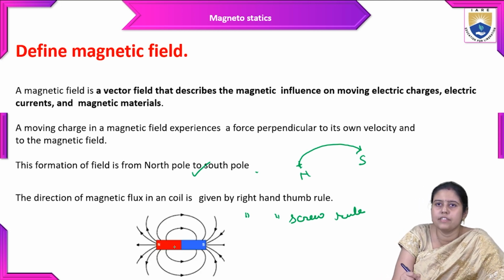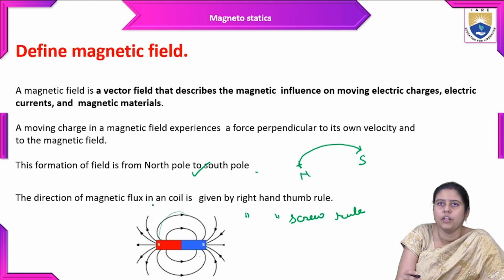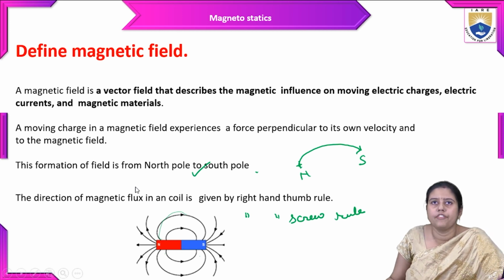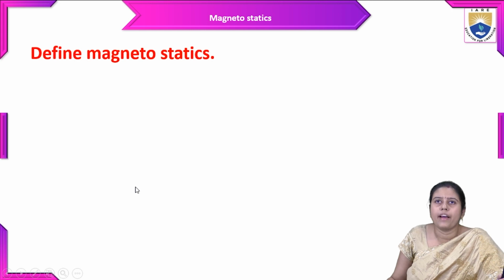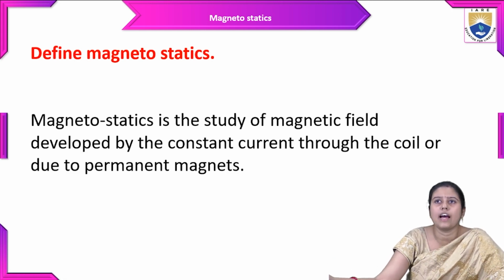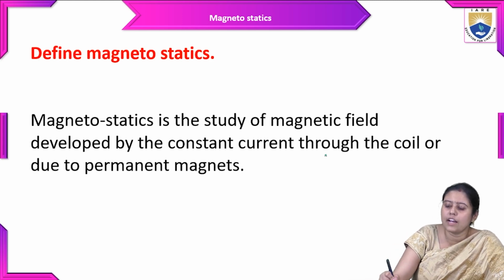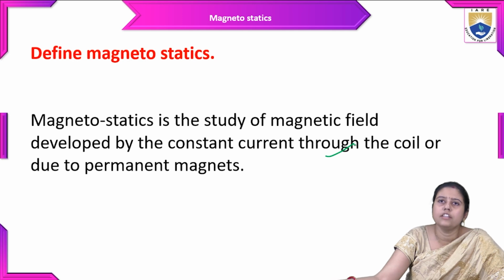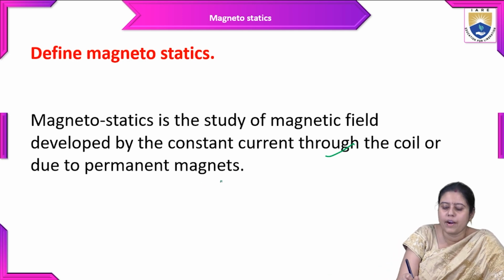You can see if this is a magnet, with a north pole and south pole, the field will start from the north pole and meet at the south pole. So this is the magnetic field. Now define magnetostatics. Magnetostatics is the study of the magnetic field developed by a constant current through a coil or due to a permanent magnet.